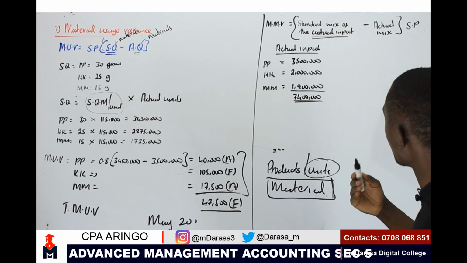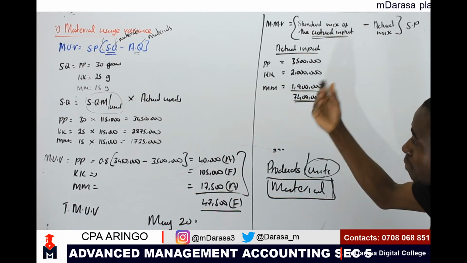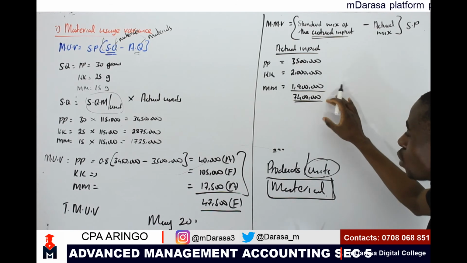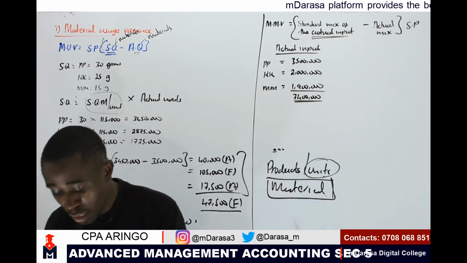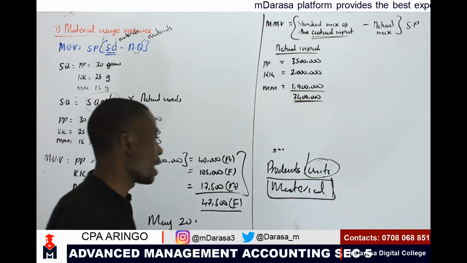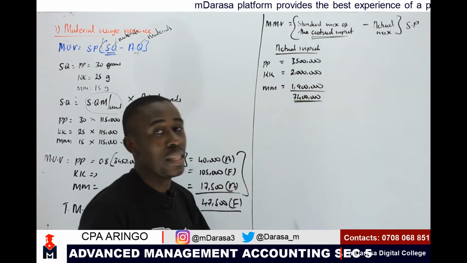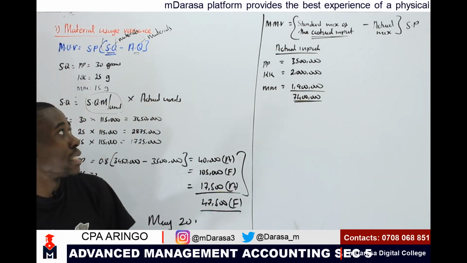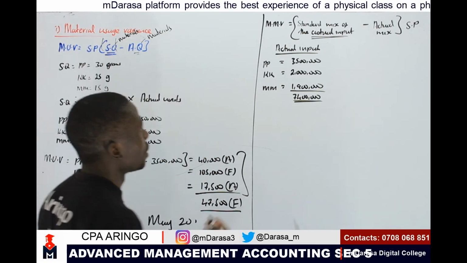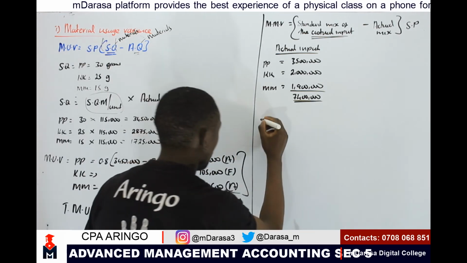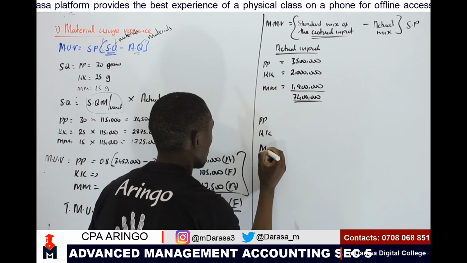Now, I want us to determine what was our standard mix, the budgeted mix to our total input. And how will you determine this mix? So this is where that question that was asked earlier on will fit in for you to differentiate between the standard quantity and the aspect of the standard mix. So in this case, I'm going to ask myself, yes, I had product PP, tukawa na KK, tukawa na MM.